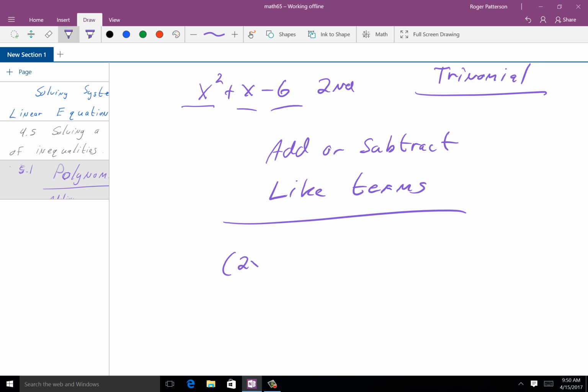Then I have an x there and an x here, but this is a minus. So I have a minus and a minus, so that becomes a negative 2x. And then at the end I have a minus 1, that becomes a plus, so that becomes a plus 1. So there we're adding and subtracting them.